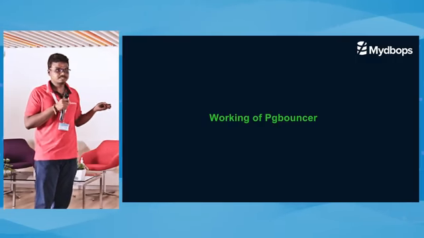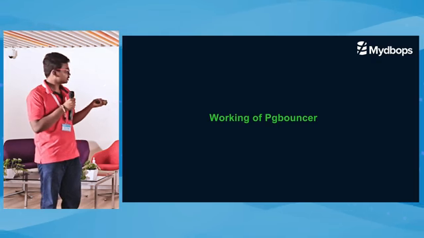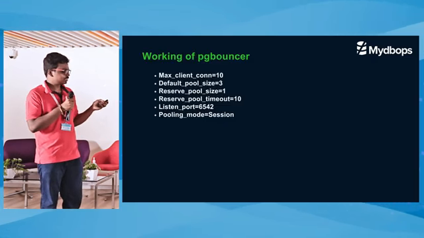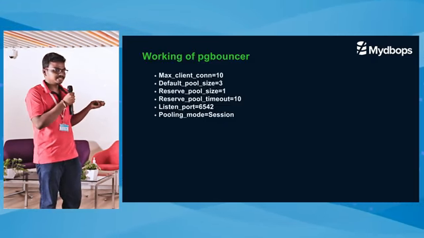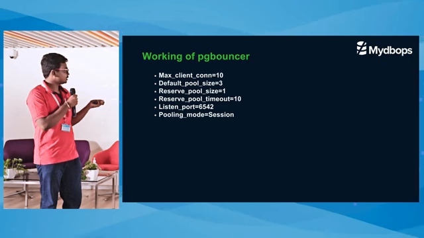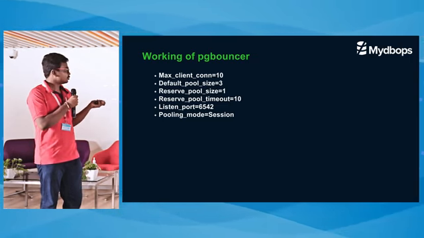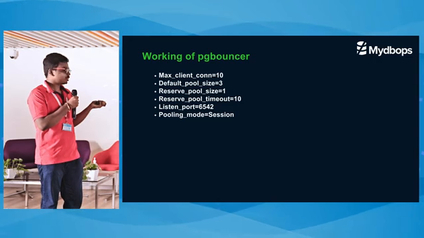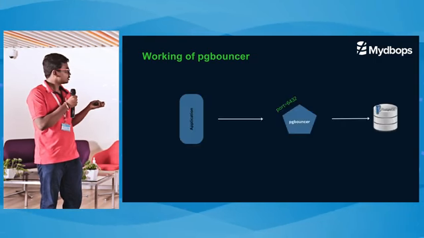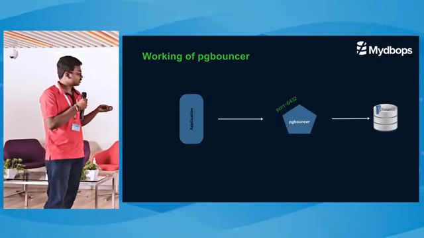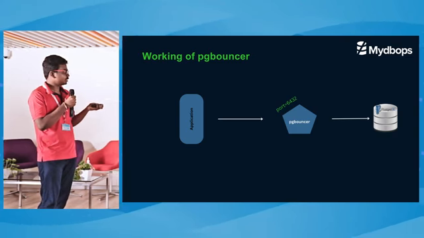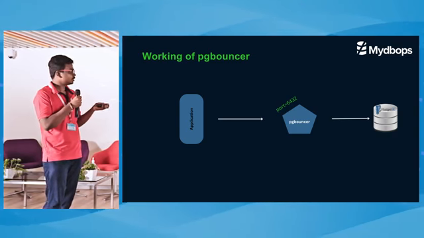So let's see how Pgpool works with this configuration. Let's consider this is the configuration, a very basic one. Max connection is 10, default pool size is 3, reserve pool size is 1, and reserve pool timeout is 10. The pooling mode I'm just going with session. The application will connect to Pgpool on port 6432.